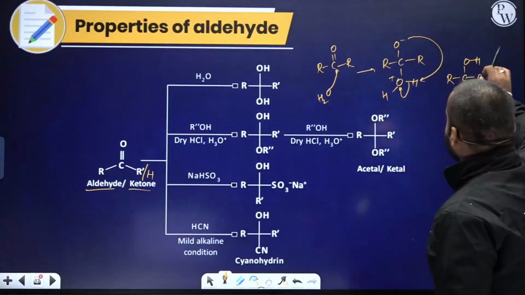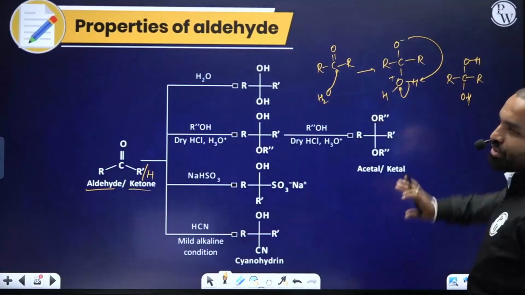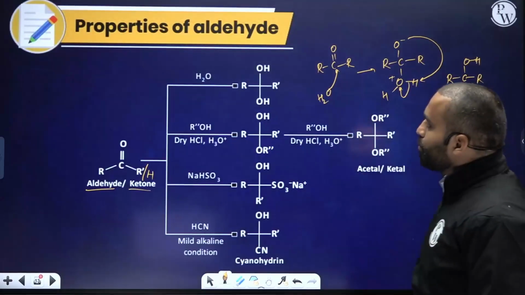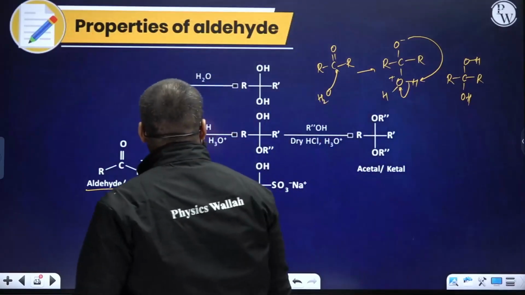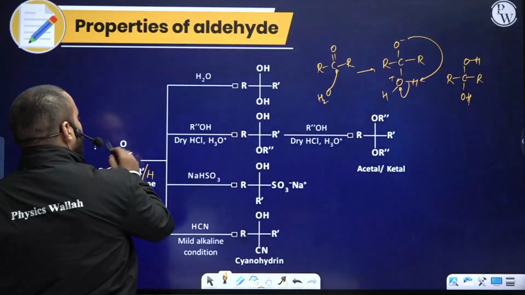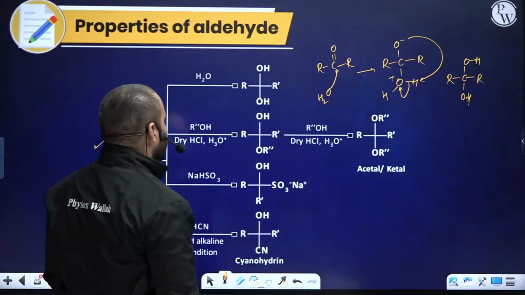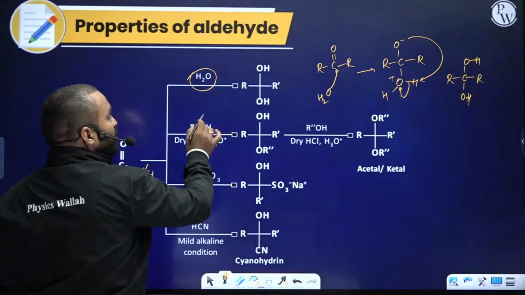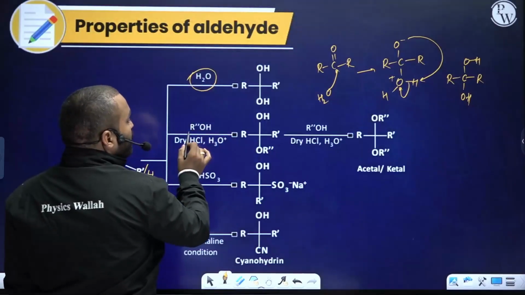What is this compound? We know there are two OH groups present. Obviously, this is not a very stable situation. There will be loss of water to get back the ketone. So this reaction is a very poor reaction. Suppose I change this nucleophile, this is called a nucleophile. I'll change the nucleophile from water to alcohol.